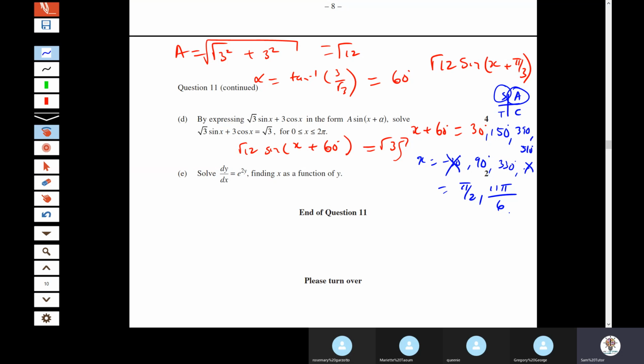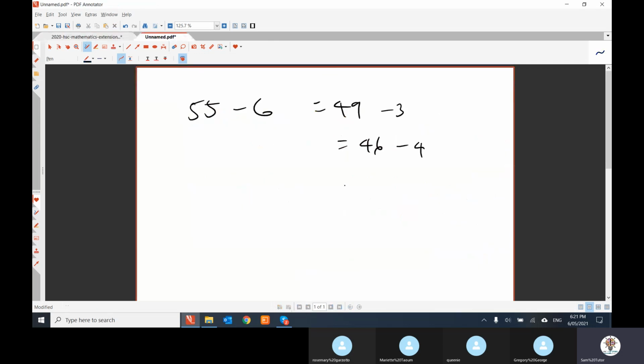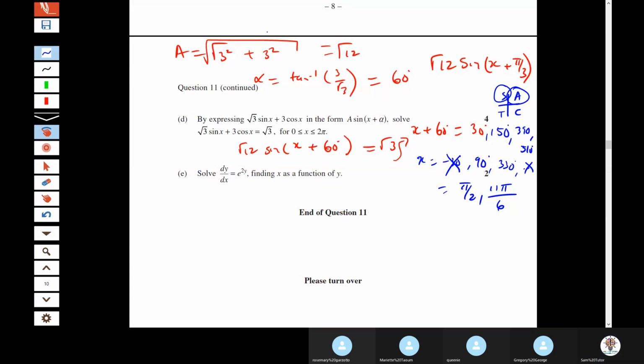4 marks. Escape, take away 4. Hey, we're getting closer and closer to 0. 42.